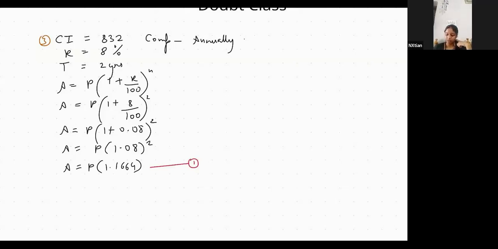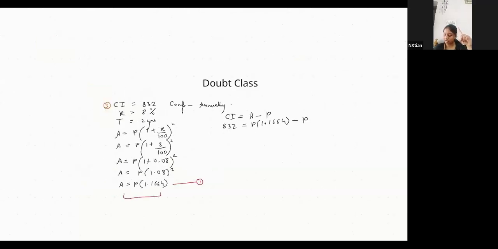So this is my first equation. Now I will take the compound interest formula, that is compound interest equals A minus P. Now, CI I have 832.32. And amount I have here, this is my A. So P into 1.1664, I'm going to use as my amount, minus P as it is because I don't know the P. Now what I explained is that when we have a single variable, it means that its value is 1. Can you put the screen to normal size back, Abraham?